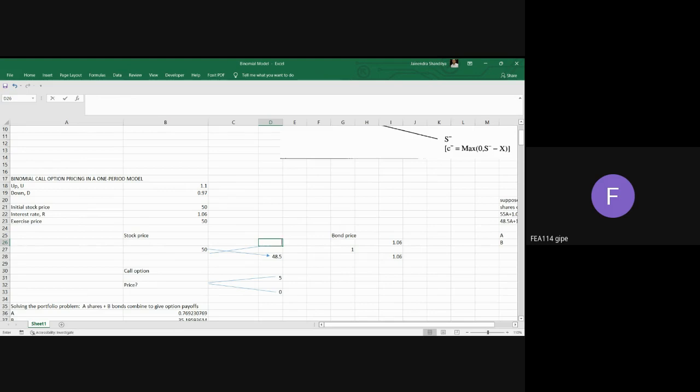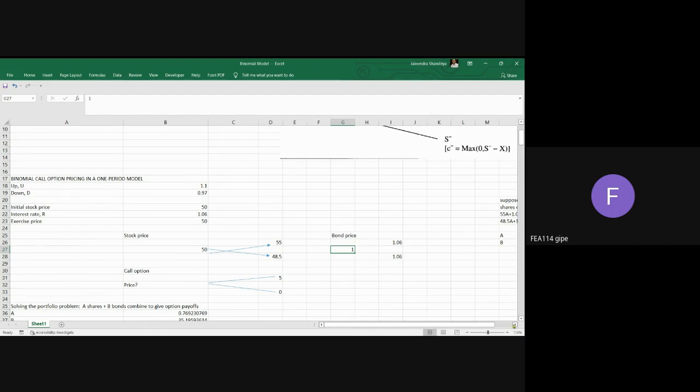How I get 55 is, I just do 50 into 1.1. How I get 48 is I write 50 and multiply by 0.97, because I take the down situation. So I have assumed two things: the stock goes up by a factor of 10% and goes down by a factor of 3%, so it becomes 0.97. But in the case of the bond, you cannot have a different value, because whether the market goes up or down, the bond will always return 6%, which is 1 plus 0.06.